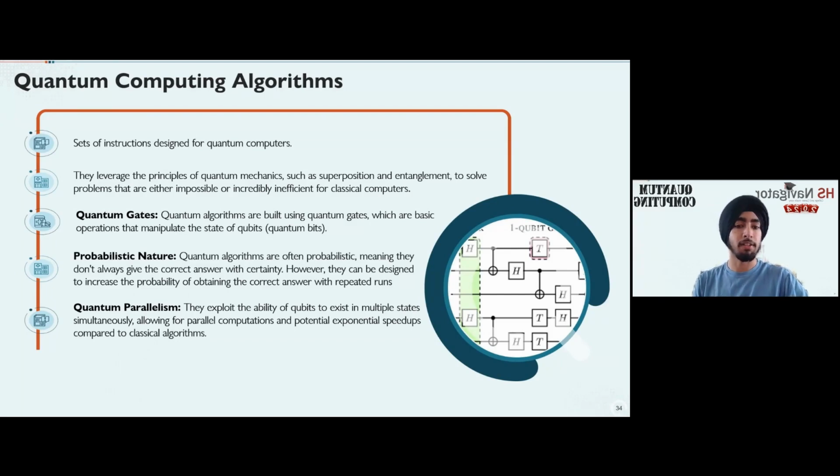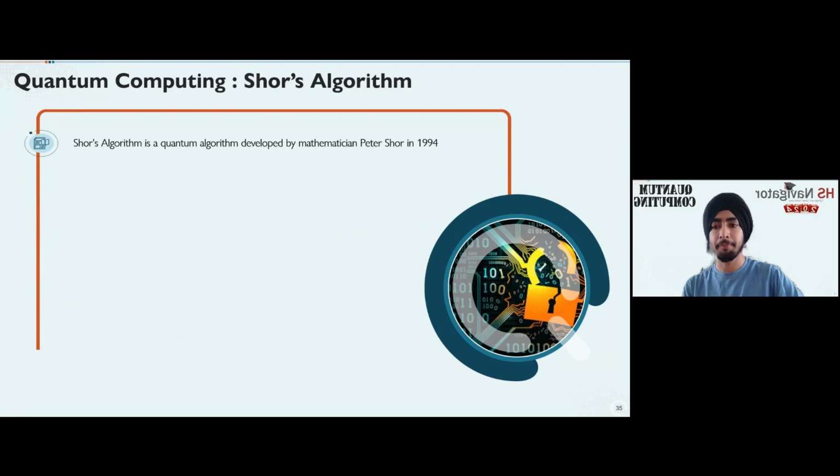And then there's also parallelism, which we talked about before, in which it can exist in multiple states at the same time. So you can speed up processes by doing multiple things at the same time as well.